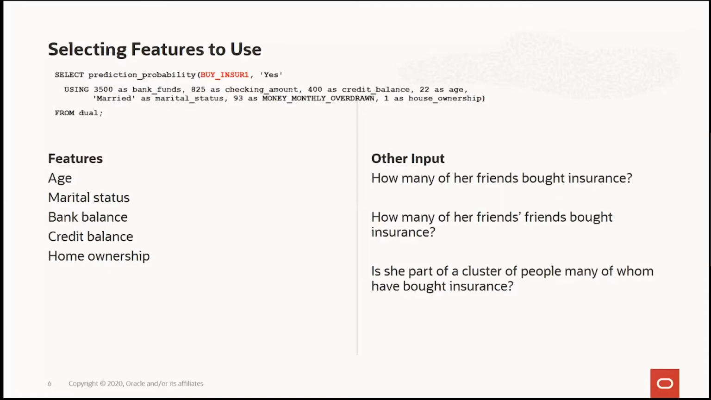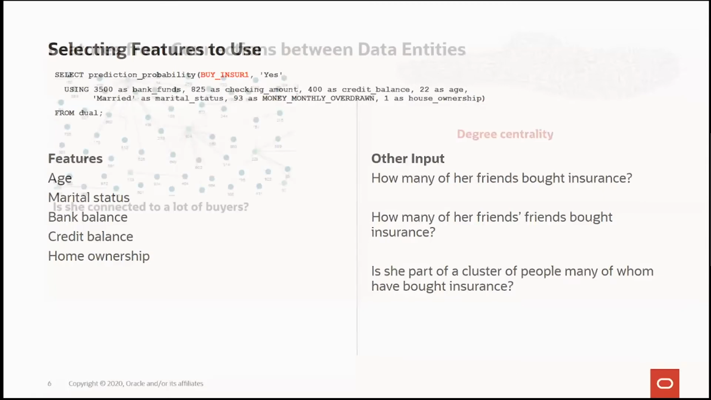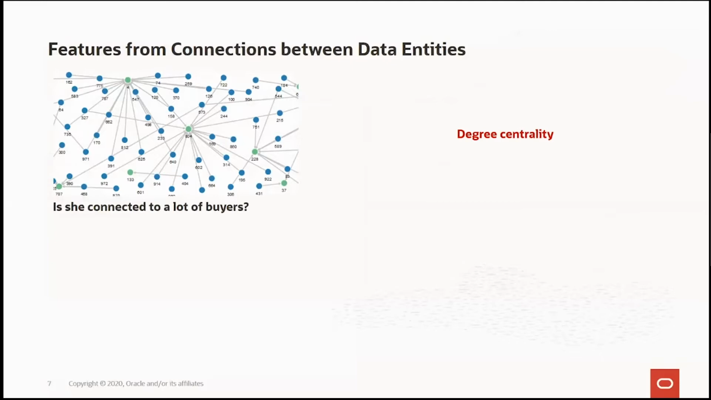So looking at data, this potential customer is part of a network of relationships and connections, and this is where graphs come in. Graphs enable you to identify the networks and run algorithms on your data when you view your data as a graph, so that you can get some insights into this customer's behavior based on the connections that are in this graph data model. So here, for example, is a simple graph where you have customers as vertices in the graph connected with other vertices by various relationships. So is she connected to a lot of buyers?